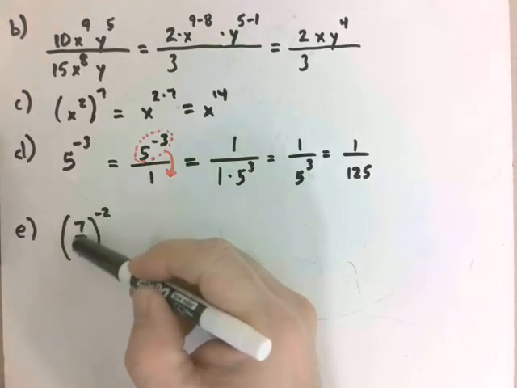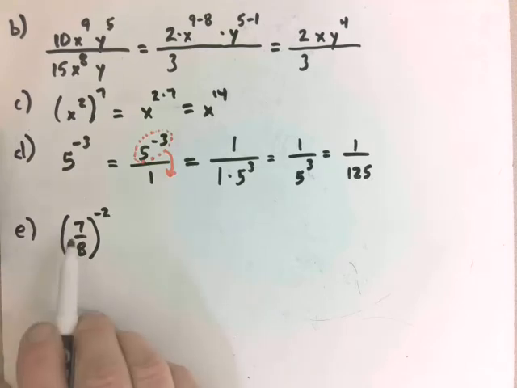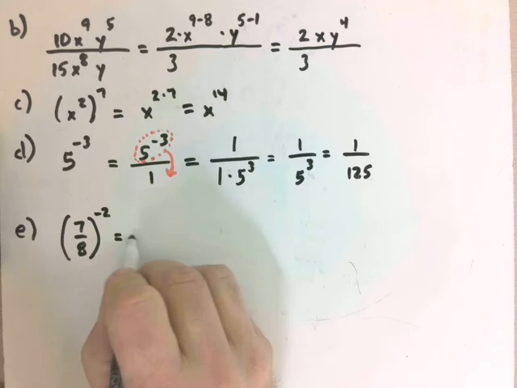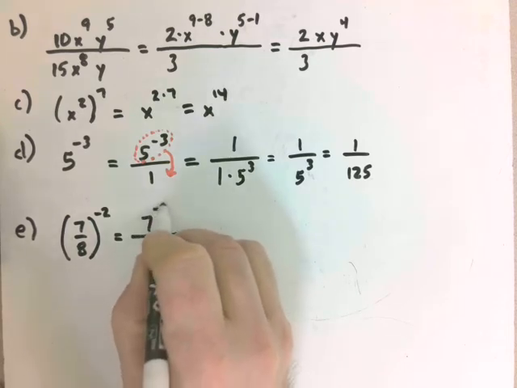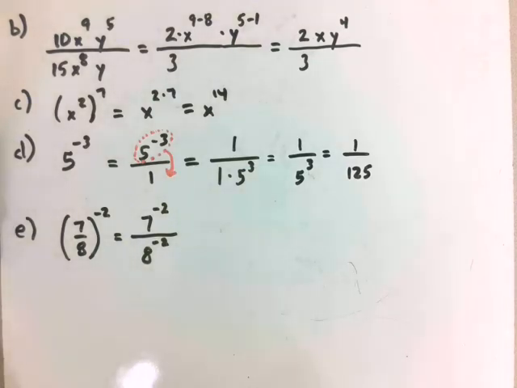If you have more than one value with no addition or subtraction inside of parentheses like that being raised to a power, you can raise each of those parts on the inside to that power. So this is equal to 7 to the negative 2 over 8 to the negative 2 power.